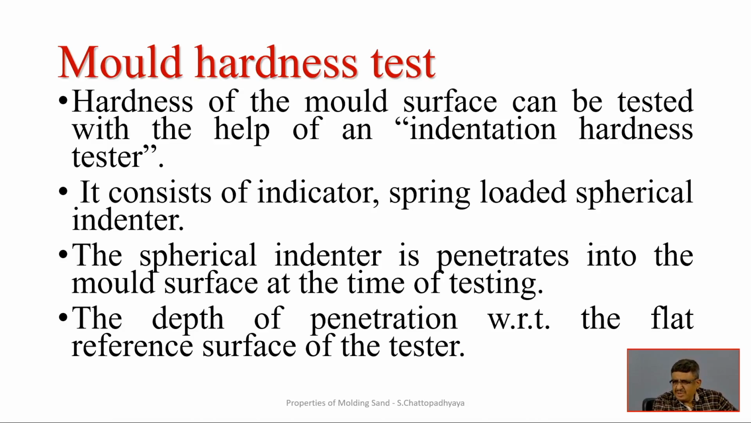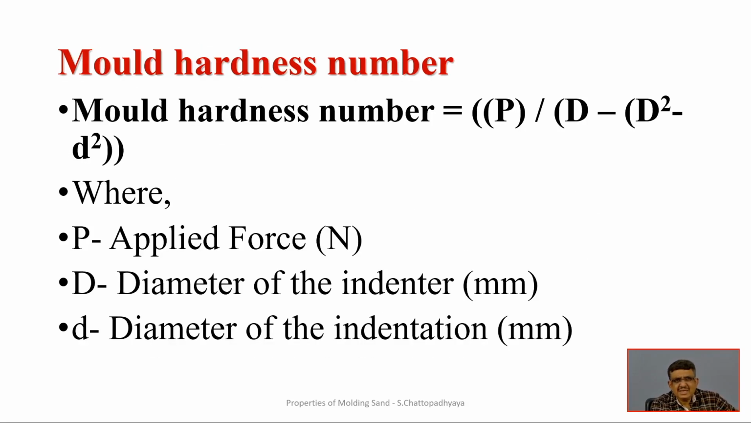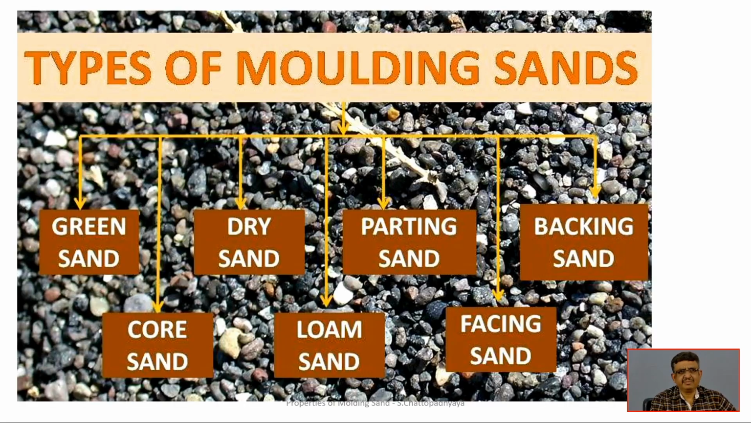Then mold hardness, because we have to measure the strength. The hardness of the mold can be tested with an indicator consisting of a spring-loaded spherical indenter. There are typical values: the applied force and the diameter of the indentation. If you get those values, you can make a scale to compare different strengths, and it is also important for maintaining the quality of sand casting.